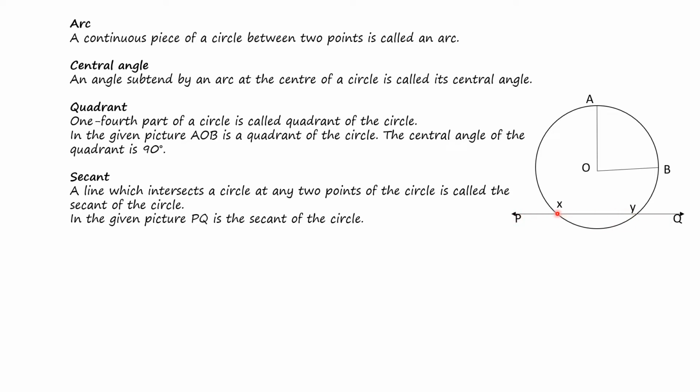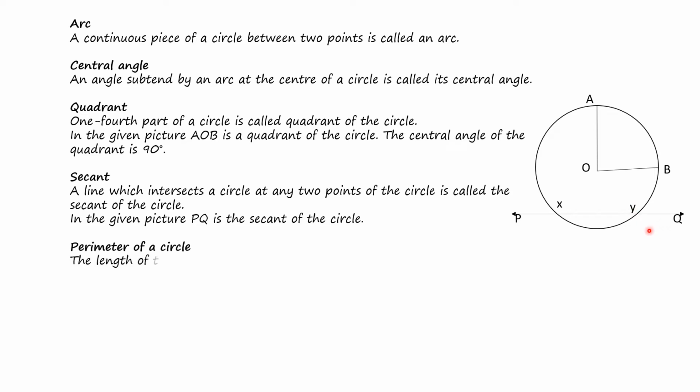It means a chord is a line segment which connects any two arbitrary points of a circle. A chord always lies within the circle, whereas a secant intersects the circle at 2 points, and the endpoints of the secant lie outside the circle. This is the basic difference between a chord and a secant.